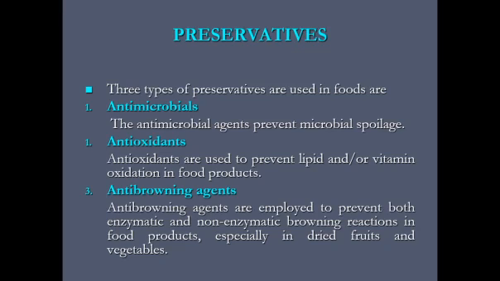Antioxidants are used to prevent lipid or vitamin oxidation in food products because sometimes autolysis results in oxidation of food material. Through control of that autolysis, antioxidants are added. Anti-browning agents are employed to prevent both enzymatic and non-enzymatic browning reactions in food products, especially in dried food, fruits and vegetables.